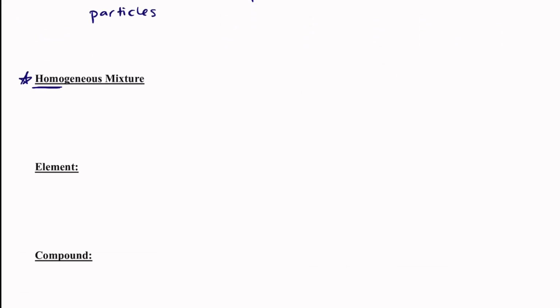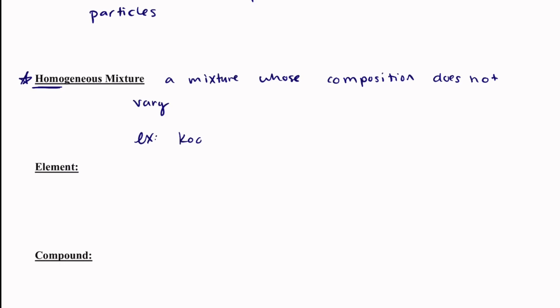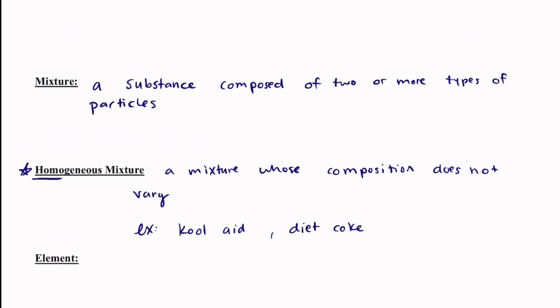Another is a homogeneous mixture, and this is going to be a mixture whose composition does not vary. And it's going to be a lot harder to come up with examples of a homogeneous mixture, but there's a couple that I can think of. One would be like Kool-Aid. Another might be something like Coca-Cola or Diet Coke. I'm using Diet Coke just because that's what I prefer, but Coca-Cola definitely works. So those are our types of mixtures.